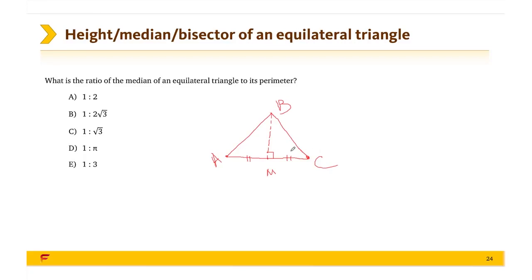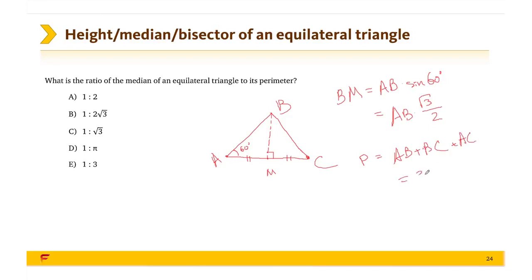This knowledge will help us calculate the length of BM, because this angle in an equilateral triangle is 60 degrees, so BM is AB times sine 60 degrees, equals AB square root of 3 over 2. And the perimeter would be AB plus BC plus AC, just 3AB.